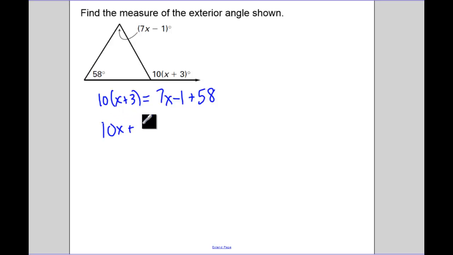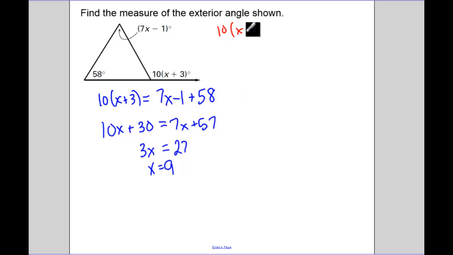So now I simplify. If I subtract 7x from both sides, I get 3x. If I subtract 30 from both sides, I get 27. So x equals 9. Now be careful. X equals 9, but that's not the measure. I have to plug back in. I have 10 times x plus 3, so I need to now plug back in. 9 plus 3, well, that's 12. So that's 120 degrees.